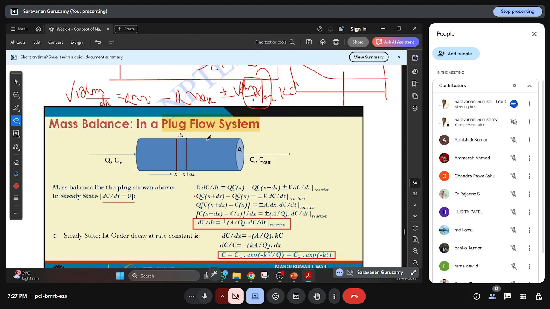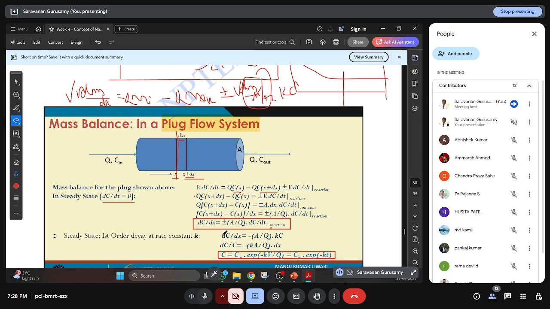If it's a plug flow, what is the condition? The same V dC by dt, QC at x. I have taken this as a single point. After some small distance dx, it will become x plus dx. So I am substituting in my in, out, small area I have taken. In this area, in is this, out is this, with a space of dx. So if we substitute and get this reaction value, dC by dx equals plus or minus A by Q, dC by dt reaction.